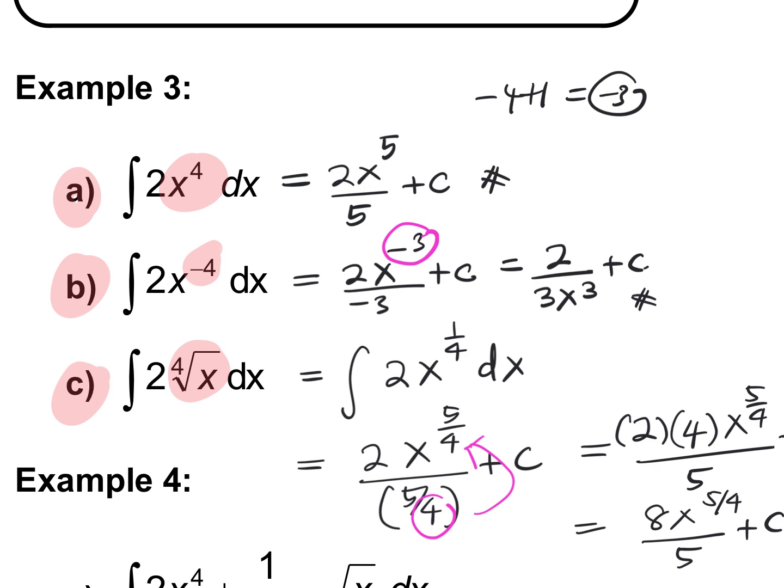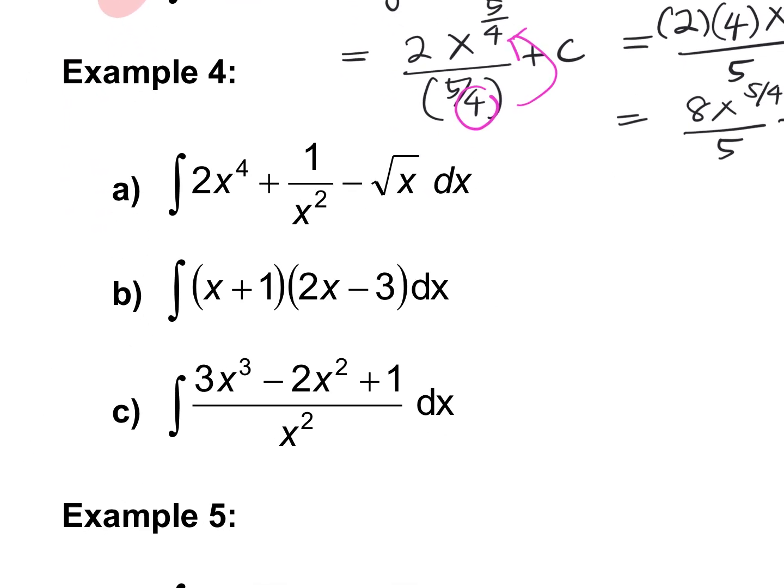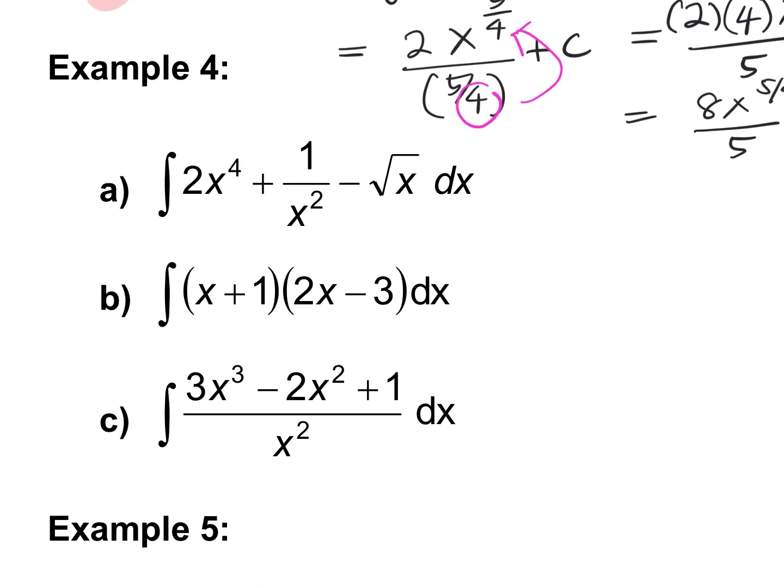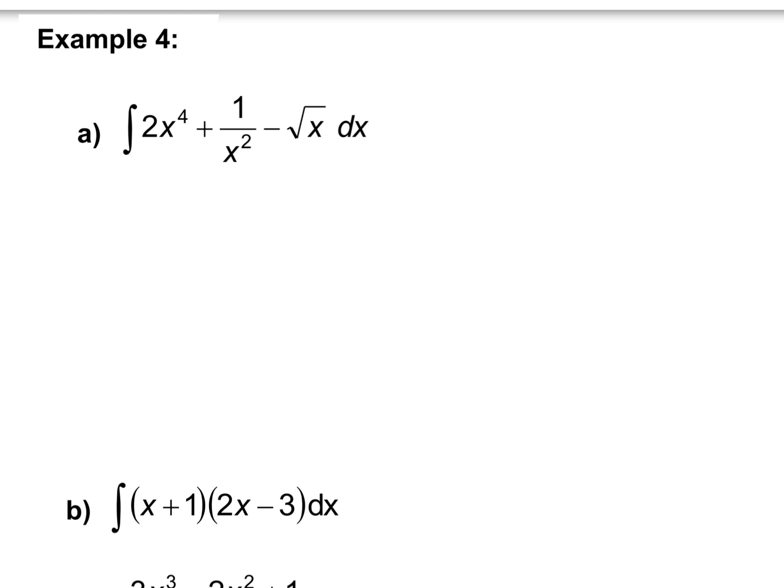Okay, so let's check. This is what we have in example 4. Now let's discuss example 4. Okay, so what we have here is a combination of terms. This example has the first term, second term, and the third term. So first maybe we can analyze the problem. Given is 2x to the power of 4. This one you can do direct integration.